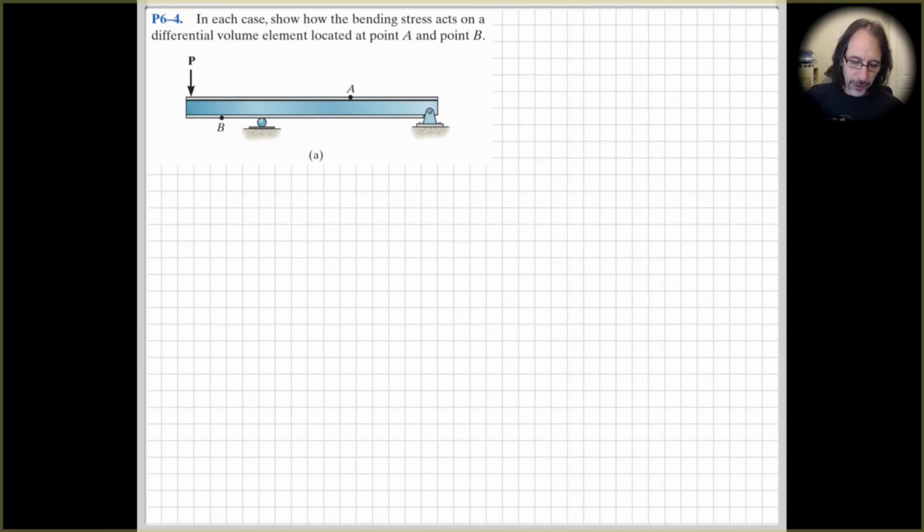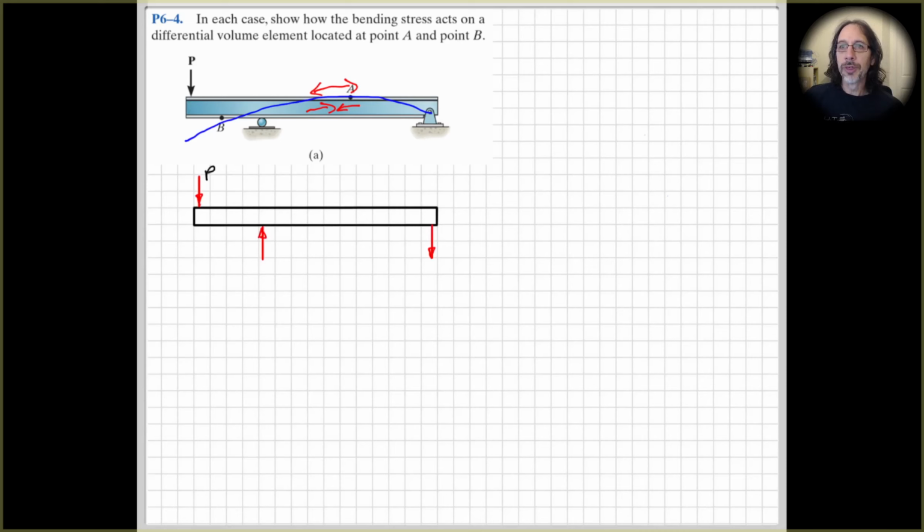Okay, so if we look at this problem, we can hopefully see that the beam is going to bend something like this. So hopefully see that on the top here, it's going to be in tension. The fibers on the top side there are getting longer, whereas on the bottom they'll be getting shorter and being in compression. All right, so let's have a look at the problem.